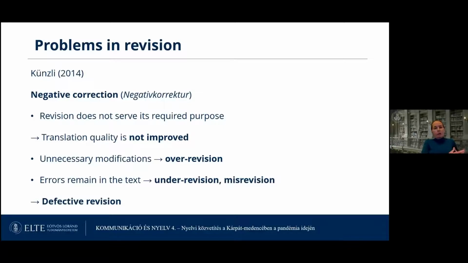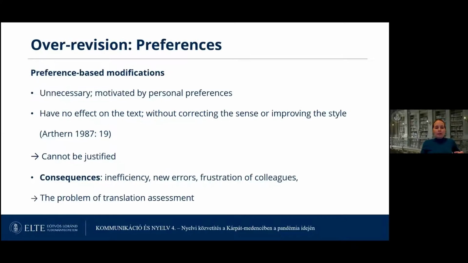Künzli talks about negative correction. I find this term a little bit contradictory in itself, whether we can talk about correction that is negative. So I like to call problematic revision defective revision, as opposed to effective revision. So when the reviser does not employ rule-based, norm-based, and strategy-based operations, but oversteps the boundaries, or cannot or does not follow the principles, we talk about defective revision.